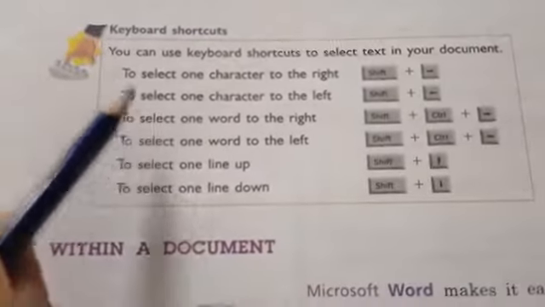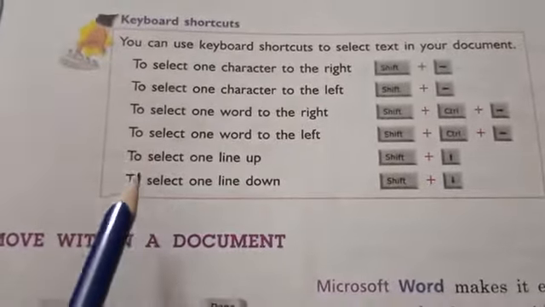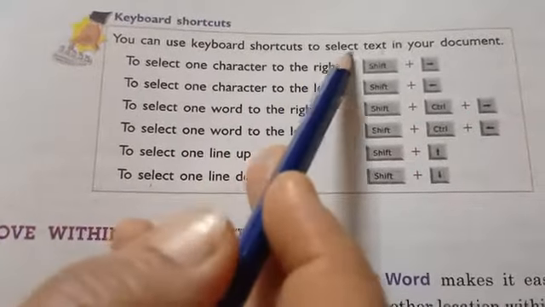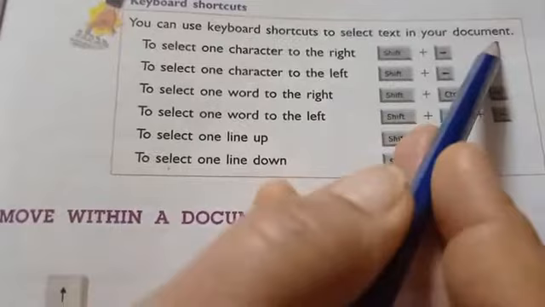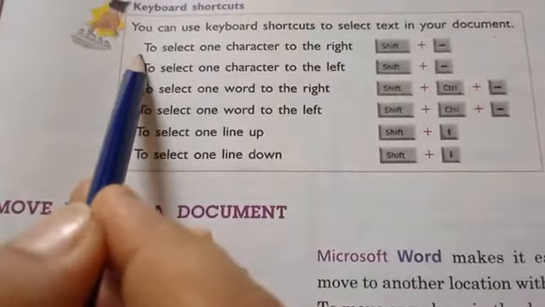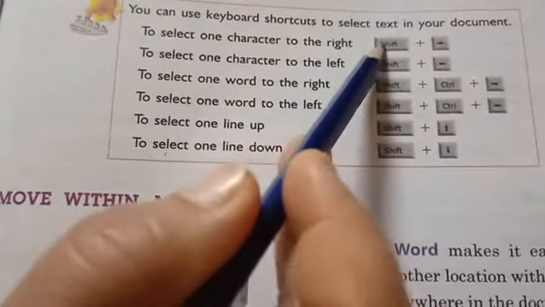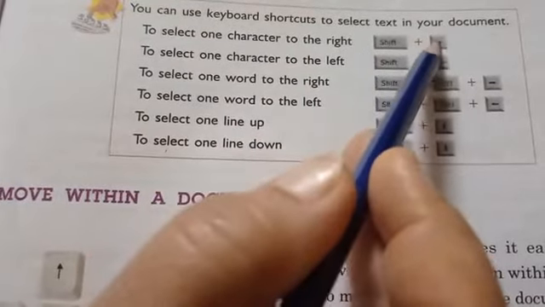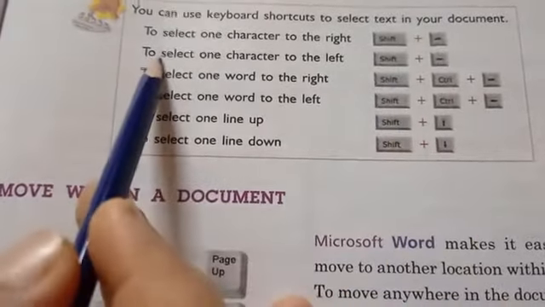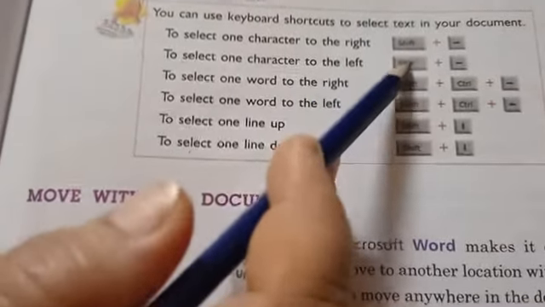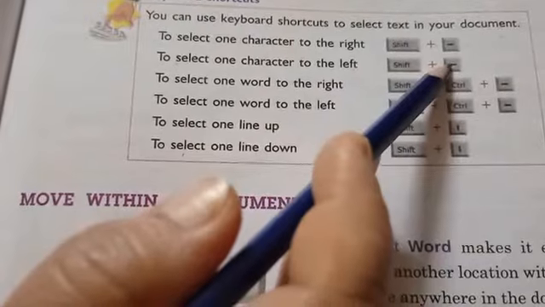Students, you can see some shortcut keys here. You can use keyboard shortcuts to select text in your document. To select one character to the right, Shift key plus right arrow key. To select one character to the left, Shift key plus left cursor key.